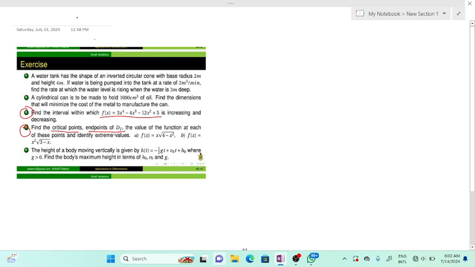Okay, we are looking out for the critical points, endpoints of the domain of f, then also the value of the function at the critical points and also the endpoints. Okay. Then after that we look out for the extreme values. So this is a combination. So we are looking out for the minimum and the maximum value. That's the application problem. So see, the first one is critical point.